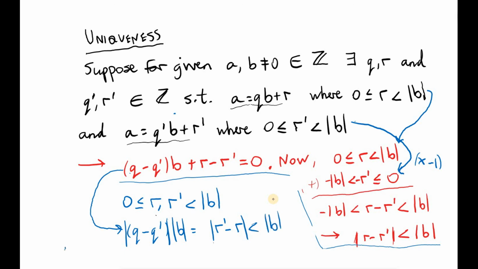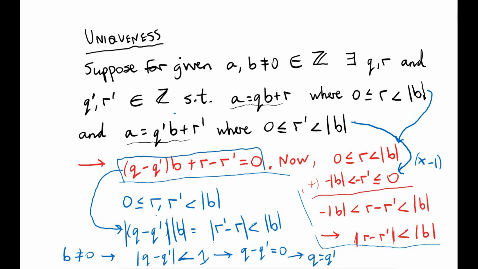Now b is not 0, so we can divide both sides by the magnitude of b and get that the magnitude of q minus q prime is less than 1. Q and q prime are both integers, of course, so if the distance between them is less than 1, it means the distance between them must be 0. So if the distance between them is 0, then q minus q prime is 0, so q is equal to q prime. So q is unique. And if we plug it back into our equation up here, we end up getting that r is unique too, so r is equal to r prime.